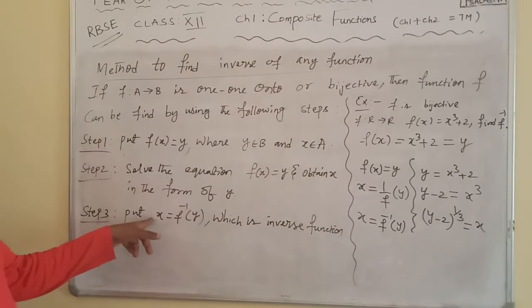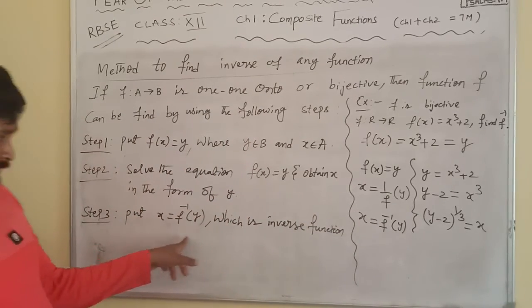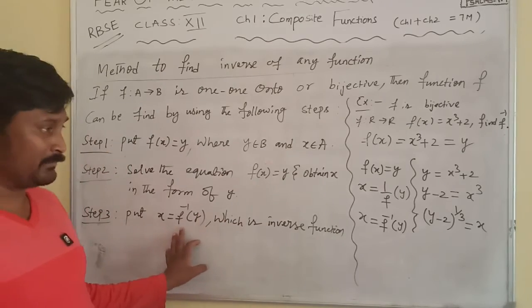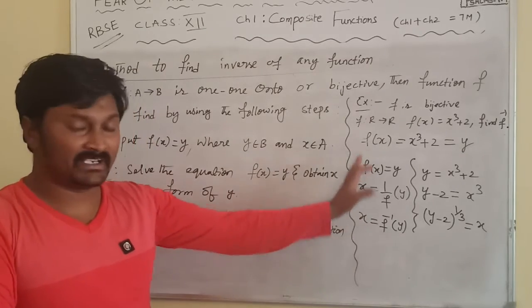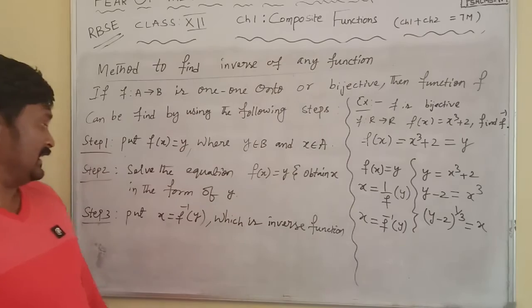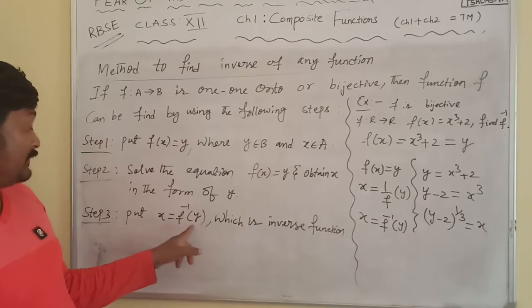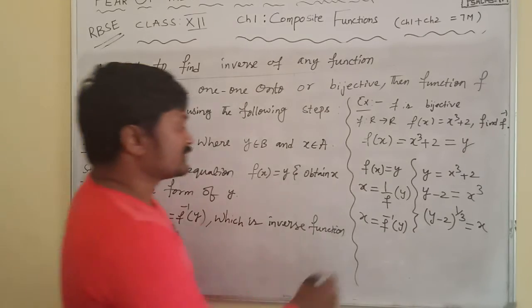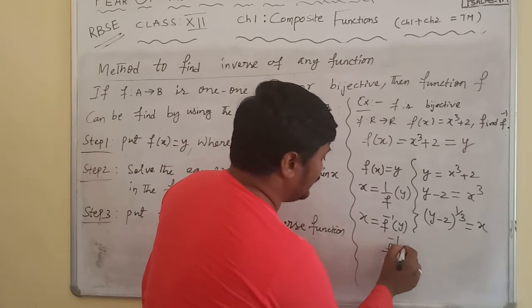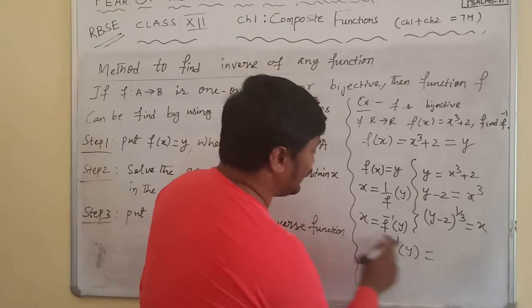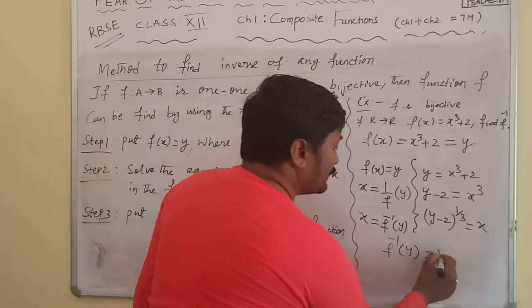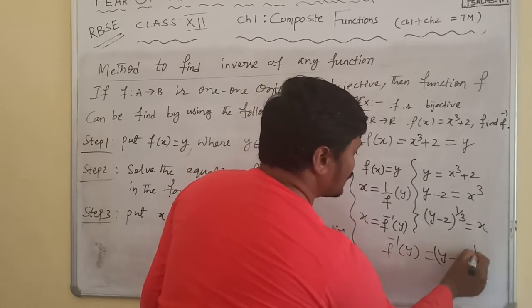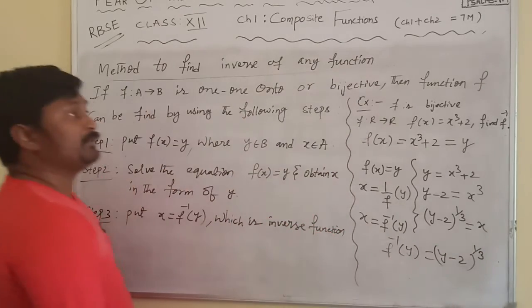Put x is equal to f inverse of y, which I explained to you earlier. So f inverse of y is equal to x, which means (y minus 2) whole power 1 upon 3. This is your f inverse function.